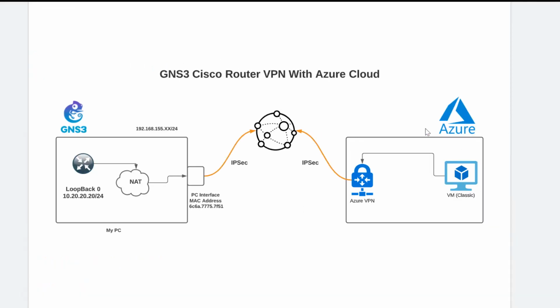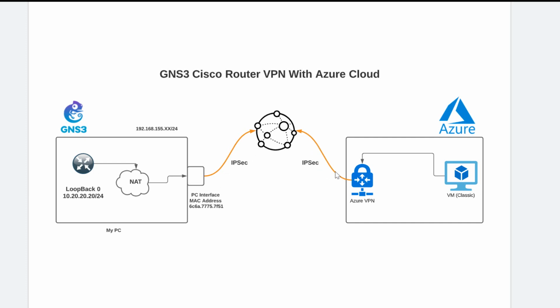GNS3. How about in Azure? In Azure, we're going to use Azure VPN. Azure VPN includes other components they call the local network gateway and the connection, another two components. And we will establish the tunnel between Azure and GNS3.